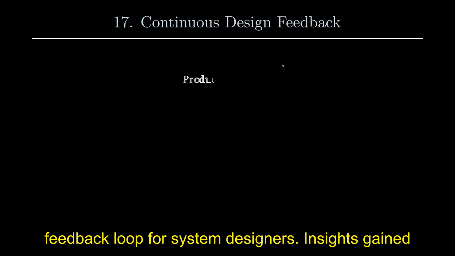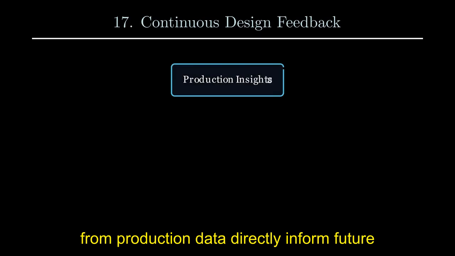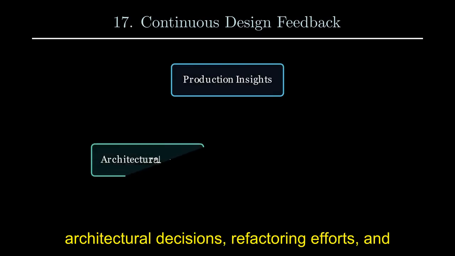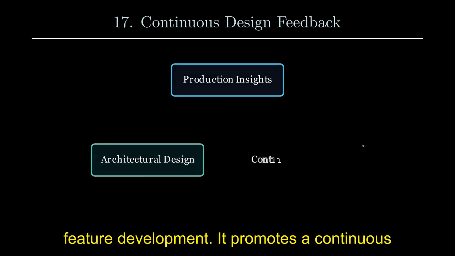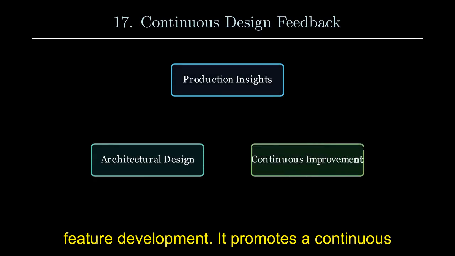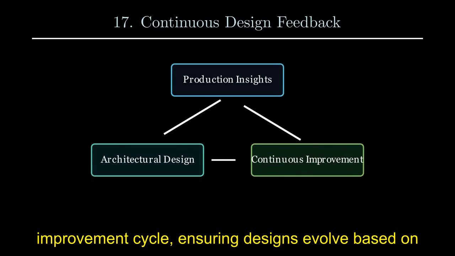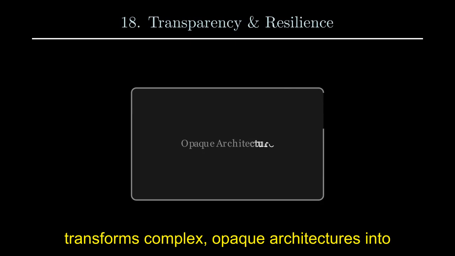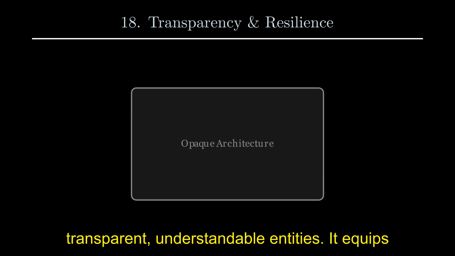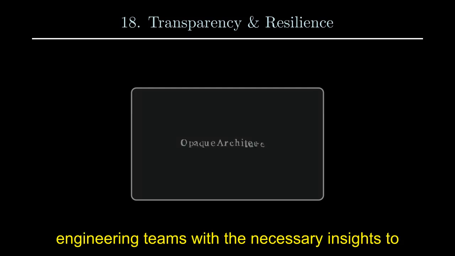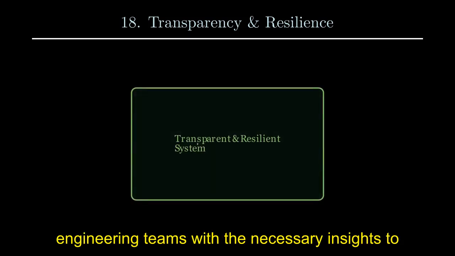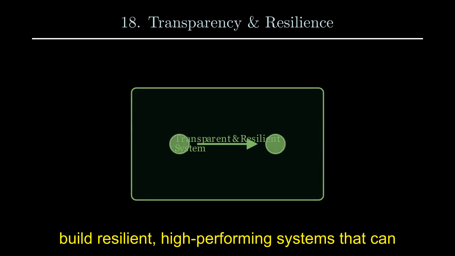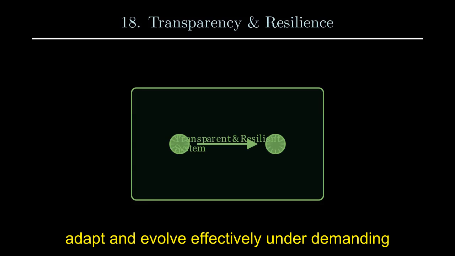Insights gained from production data directly inform future architectural decisions, refactoring efforts, and feature development. It promotes a continuous improvement cycle, ensuring designs evolve based on real-world operational behavior. Ultimately, embedding observability into system design transforms complex, opaque architectures into transparent, understandable entities. It equips engineering teams with the necessary insights to build resilient, high-performing systems that can adapt and evolve effectively under demanding operational conditions.